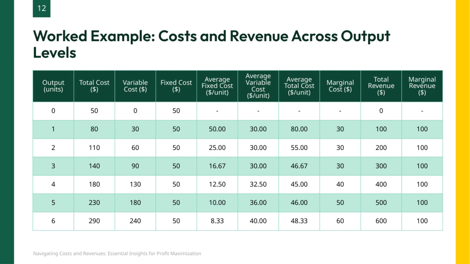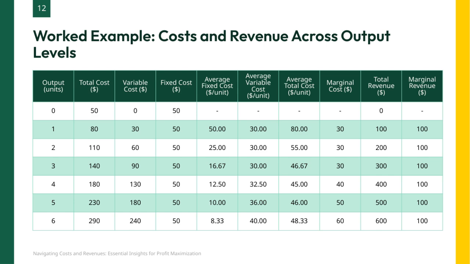Looking at the average total cost, it decreases initially, reaching its lowest point around 4 units, and then starts to increase again due to rising variable costs. Marginal cost, which represents the cost of producing 1 more unit, starts at $30 and increases steadily to $60 by the 6th unit, indicating increasing difficulty or expense in producing additional units.